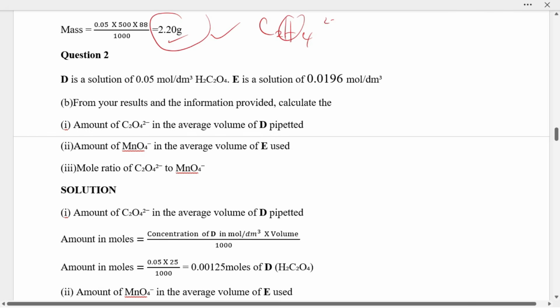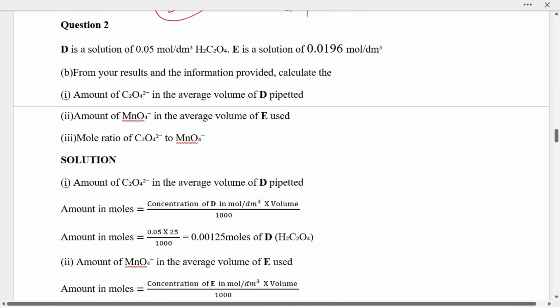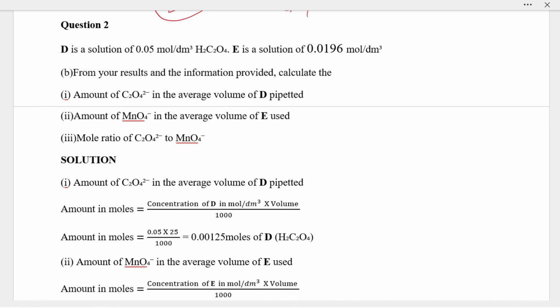Did you get that before me? Make sure you do it very well, because WAEC can test anything. Understand? Question number 2. This is a solution of 0.05 mole per dm³ of H2C2O4, while E is 0.0196 mole per dm³. You have been given the two concentrations in mole per dm³. So let's just look at the question ahead.